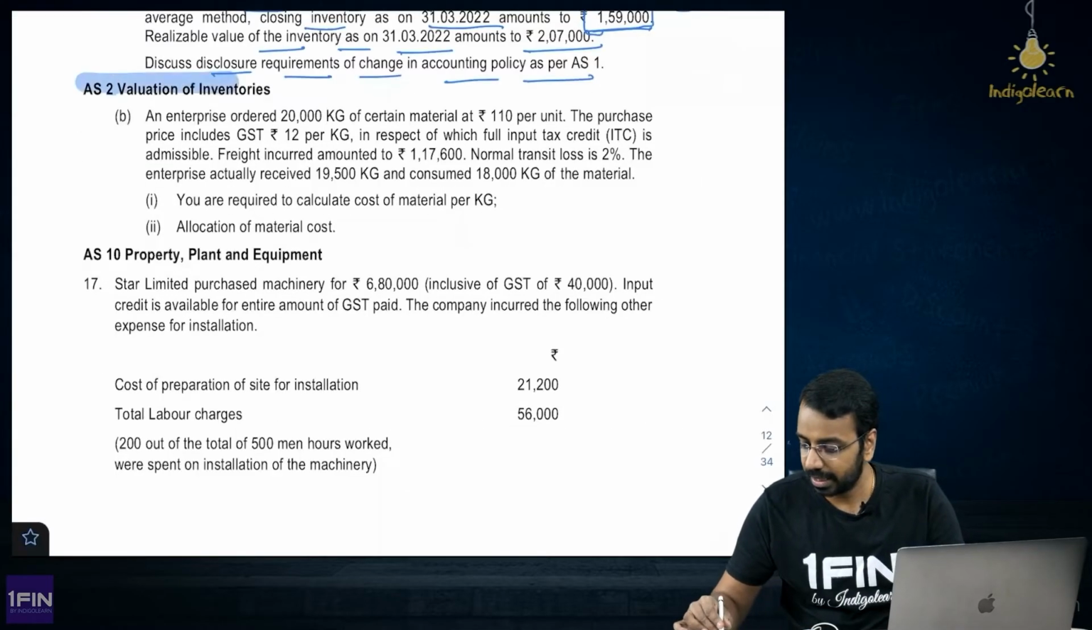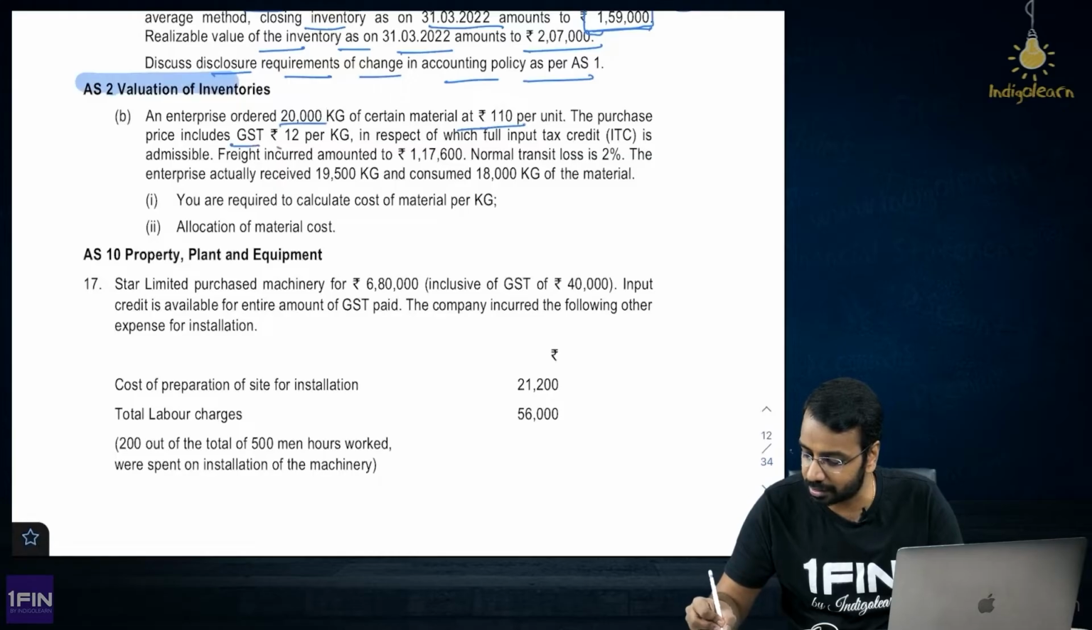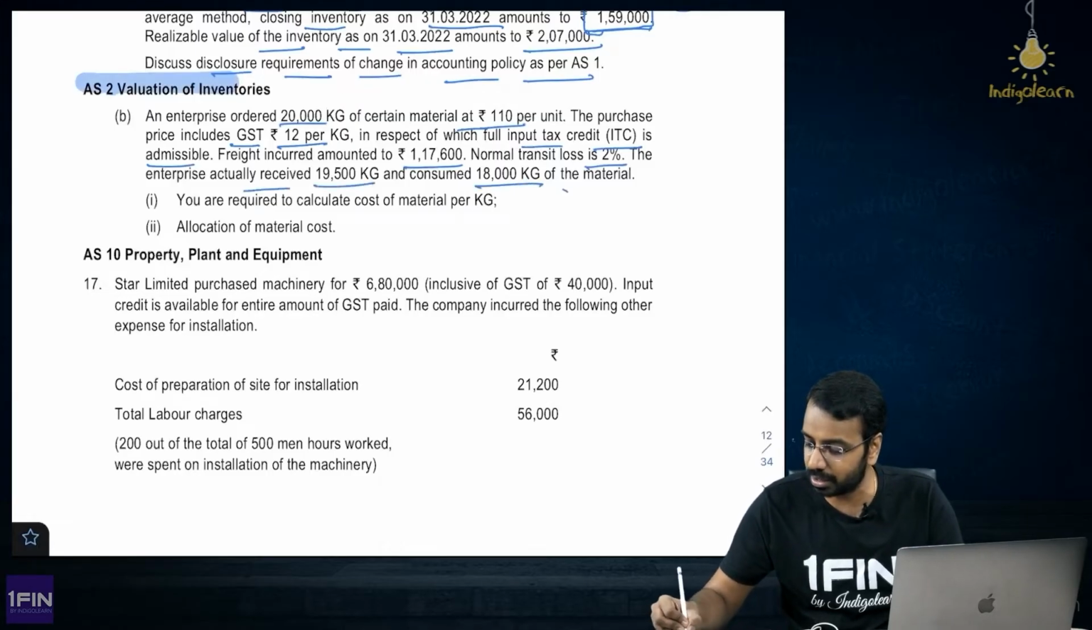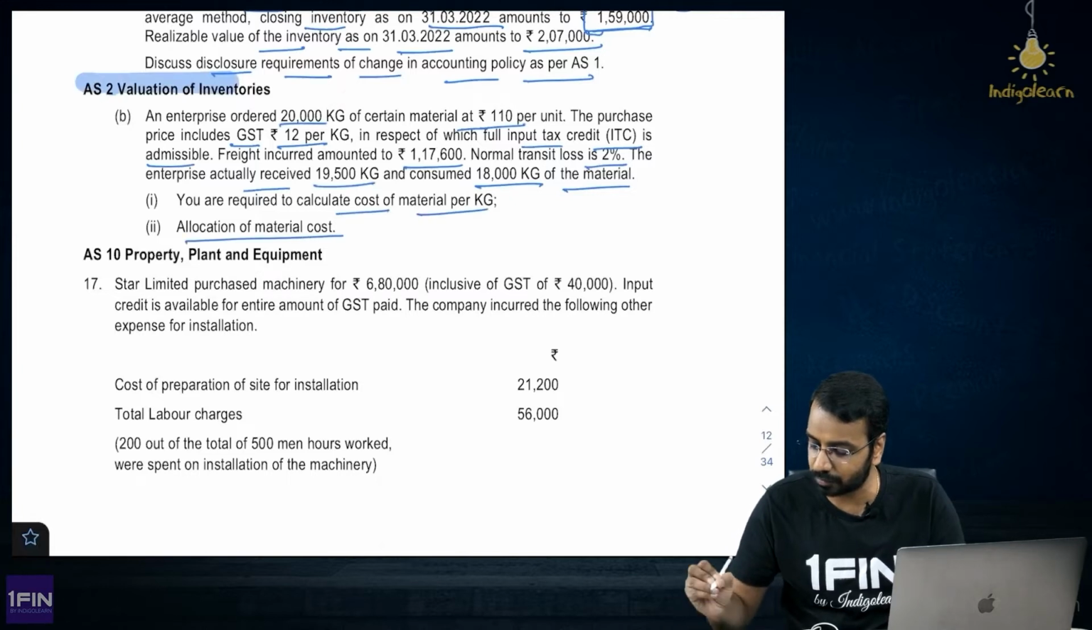Moving on to AS2. An enterprise ordered 20,000 kgs of certain material at 110. The purchase price includes GST at 12 per kg, in respect of which full input tax credit is admissible. Freight incurred amounted to 1,17,000. Normal transit loss is 2%. The enterprise actually received 19,500 kg and consumed 18,000 kg of the material. You are required to calculate cost of material per kg, allocation of the material cost.